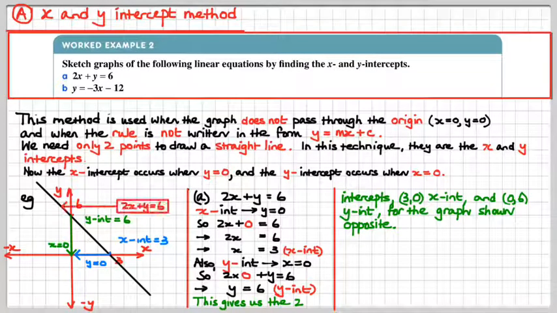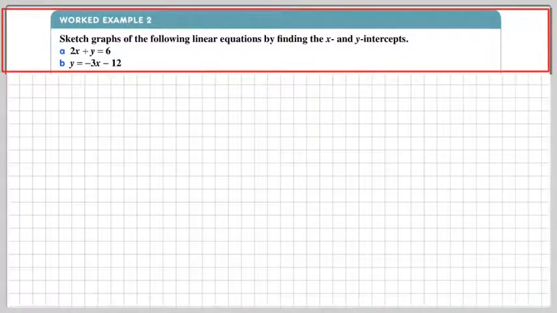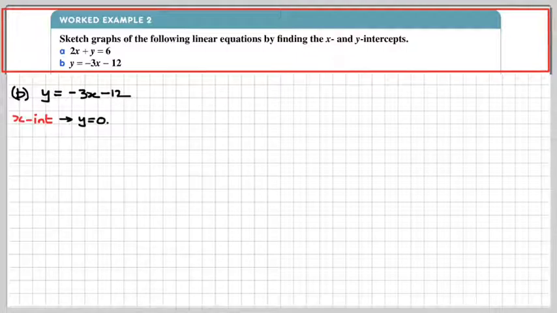So yes, that's the graph of 2x plus y equals 6. Good show. Now we'll do the second one. Now B: y is minus 3x minus 12, and the x-intercept occurs at y equals 0. Same technique, guys, same technique.